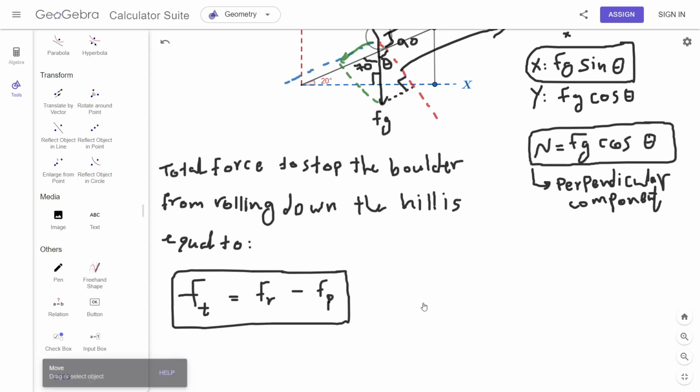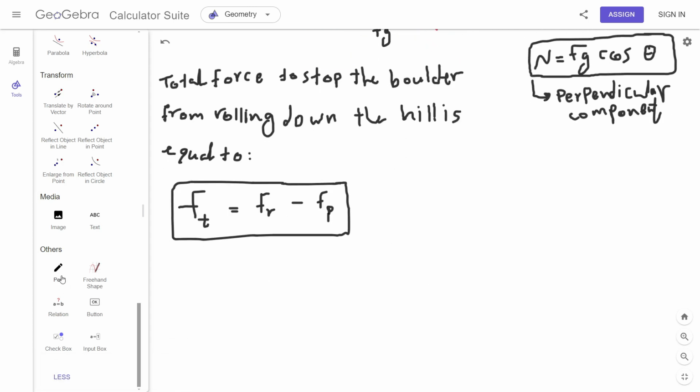Let's expand this equation. The frictional force between the boulder and the surface of the hill can be determined. Note that this friction is static friction, meaning it applies when the boulder is at rest, not moving. When the boulder is in motion, we refer to the friction as dynamic friction. We'll explore how to handle these values in Unity soon.